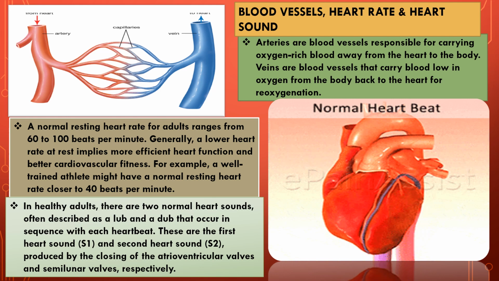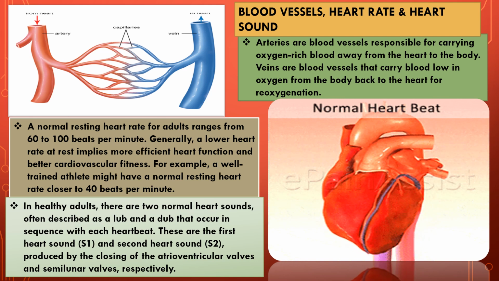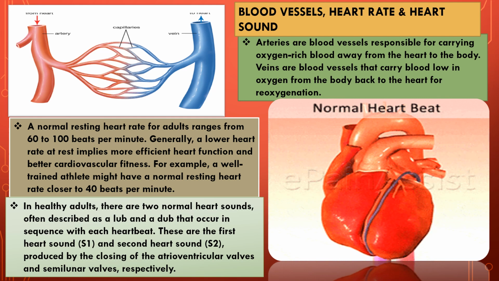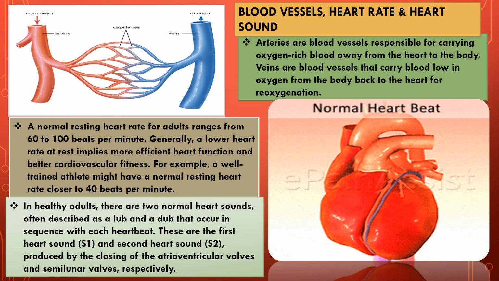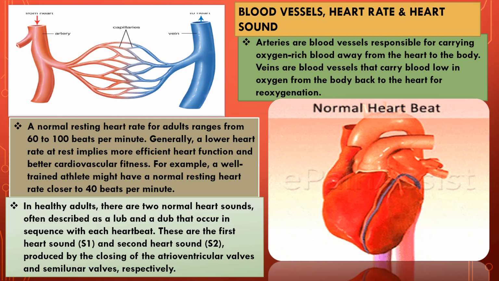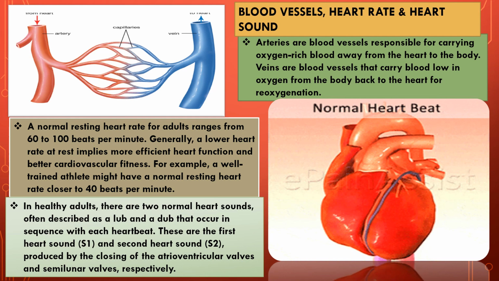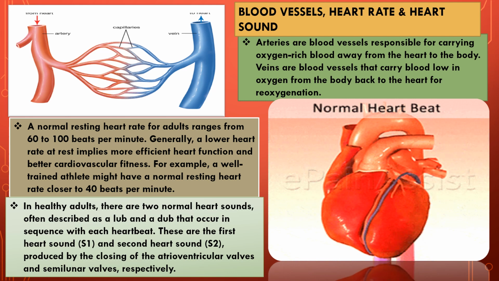Now, all of you know that our circulatory system consists of blood vessels. Blood vessels are mainly of two types, arteries and veins. Here I am telling you what the differences actually are, because the definition I think you will get from your textbook. Arteries are blood vessels responsible for carrying oxygen-rich blood away from the heart to the body. On the other hand, veins are blood vessels that carry blood low in oxygen from the body back to the heart for reoxygenation. You can see in the first diagram it has been clearly shown.